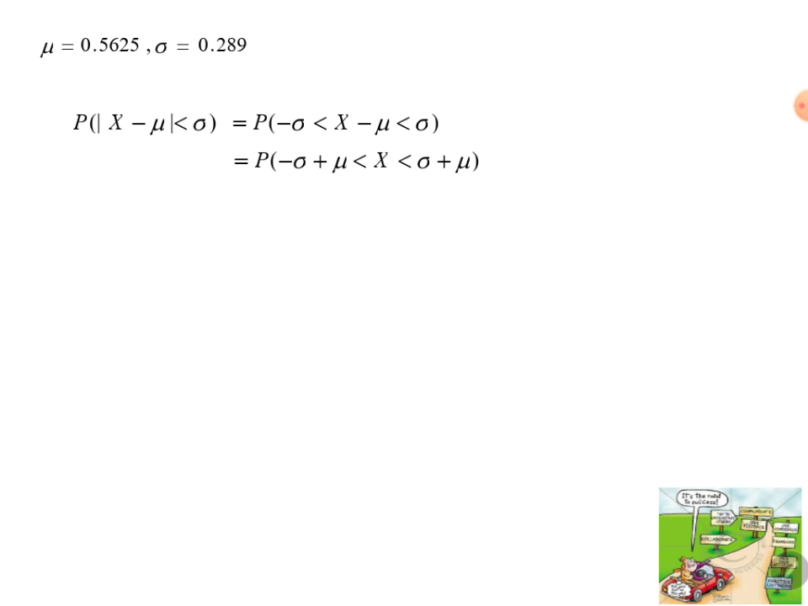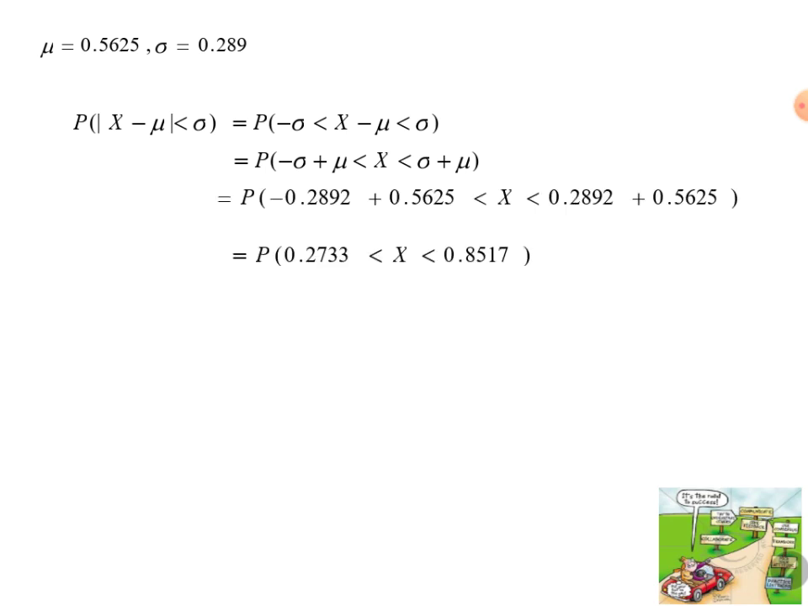So substituting both values, sigma and mu, into the probability, we get x in between 0.2733 and 0.8517. So what we need to do to find the probability? We just have to integrate over both limits. So we need to integrate the probability function, 3/4 of 1 plus x squared, from 0.2733 to 0.8517.